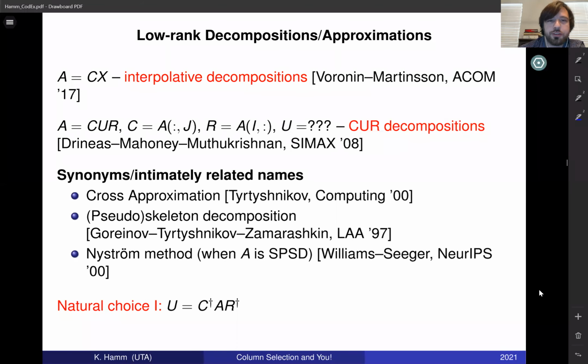So there are two natural choices for U in the CUR decomposition. One is this funky thing where I take the pseudo inverses of C and R on the outside and then A in the middle. I'll explain why in a second. And the other is to just take the intersection of the column and row submatrices and take its pseudo inverse. Okay, so let's start with the second one.